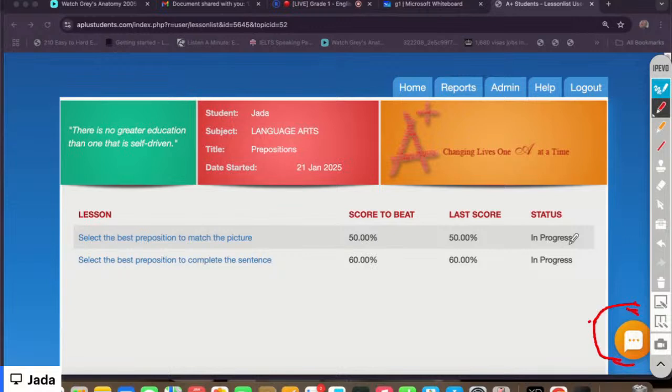Before we finish our class, you can let me know on the chat. Do you have any question? You can type in yes if you have a question and no if you have no questions. So you can let me know if you have any question. Do you have any questions?